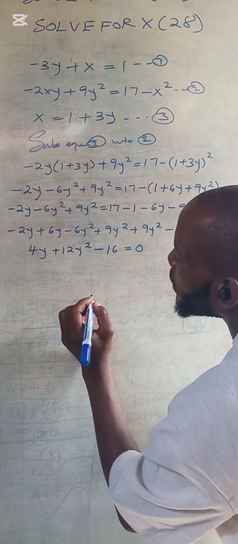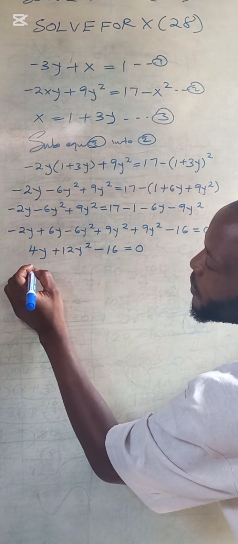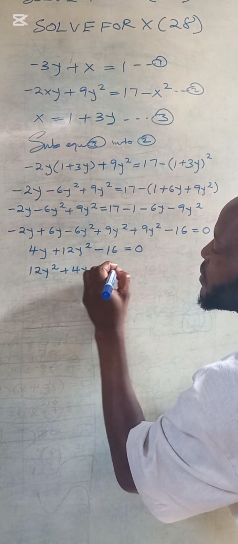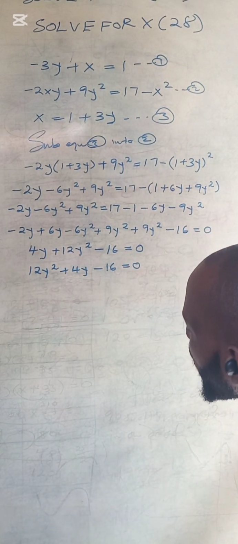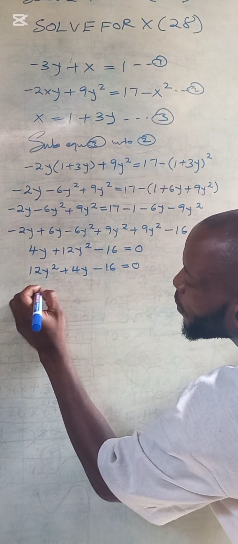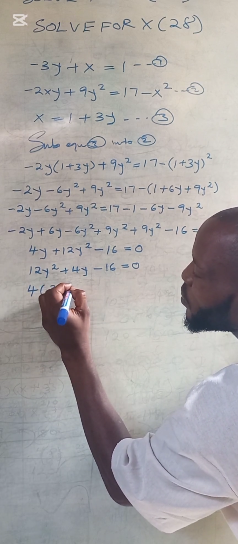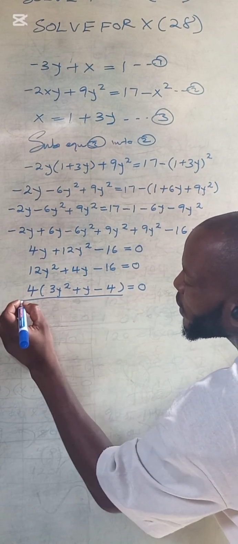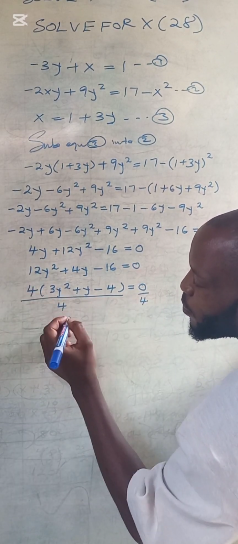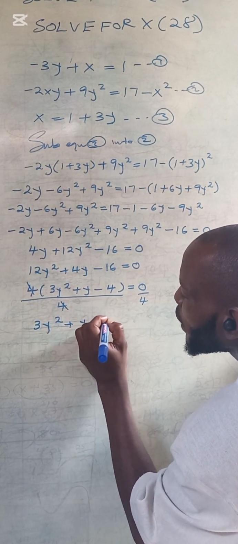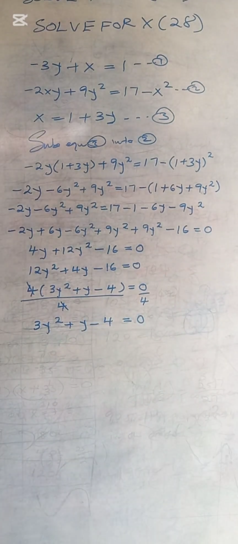If we put it in standard form, we have 12y squared plus 4y minus 16 is equal to 0, right? In this case, we have a common factor, which is 4. If we take out 4, we'll be left with 3y squared plus y minus 4 is equal to 0. We can divide both sides by 4. We are solving, no problem. Therefore, 3y squared plus y minus 4 is equal to 0, right? I know we can take it from here.